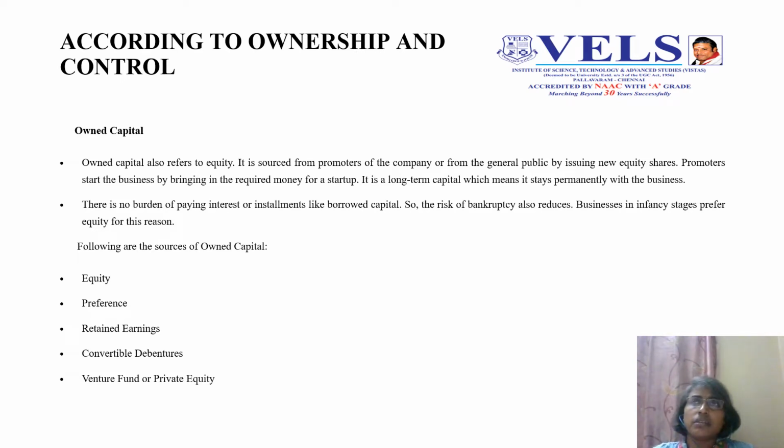Again, the owned capital comes mostly from promoters in the case of a sole proprietorship. In the case of public limited companies, it comes from the general public. Since it's a long-term source of finance, it stays with the company throughout the period till the company dissolves. So these are the different sources of owned capital: equity, preference, retained earnings, convertible debentures, venture fund or private equity. And the meaning of venture fund as well as convertible debentures will be explained in the coming slide.